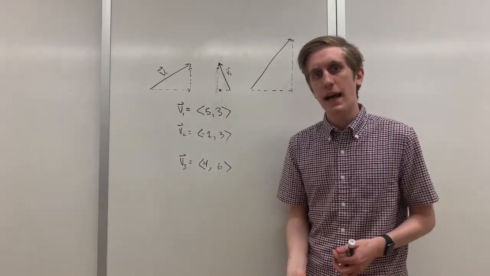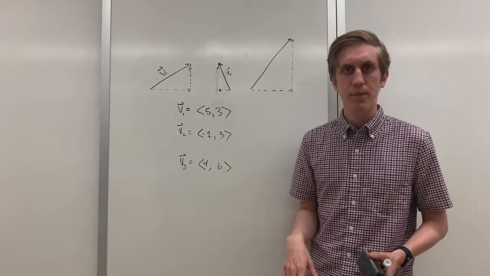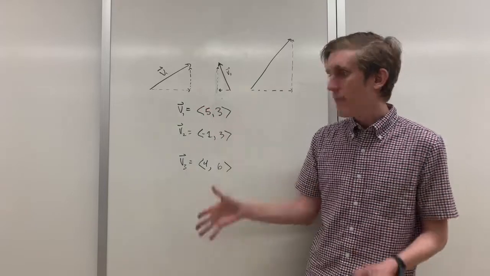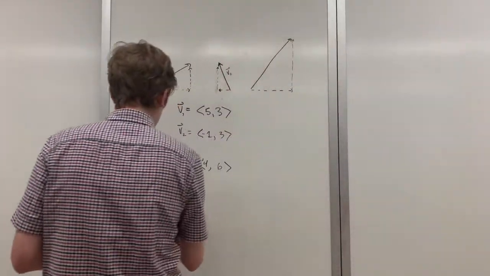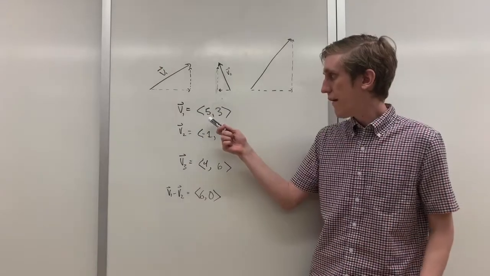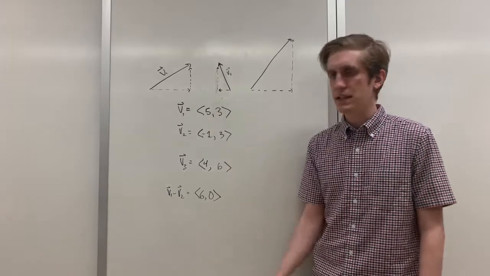Subtraction works the same way. You just subtract the components instead of adding them. So v1 minus v2 would have this form. 5 minus negative 1 is 6, and 3 minus 3 is 0.